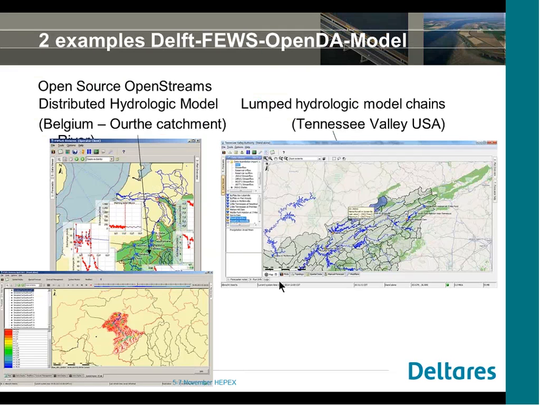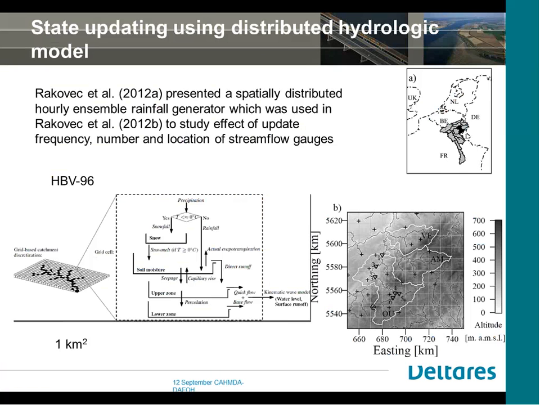I'll show two examples. Slightly longer on the Weerts case in Belgium. And at the end, I will tell something about ongoing work for Tennessee Valley. First, start with the open source, upstream distributed hydrological model for Belgium. This is state updating with a distributed hydrological model. This was already published in 2012 by Albrecht et al. We studied the effect of updating frequency, number, and location of streamflow gauges in a distributed hydrological model.